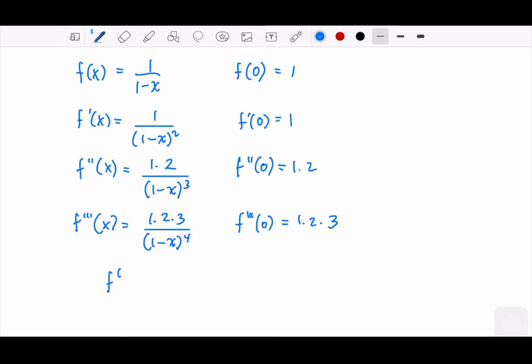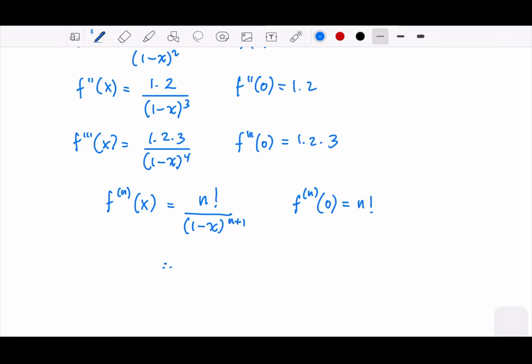It seems that we have our formula for the coefficient. We have 1 minus x to the n plus 1, and then if we put 0, this should be just n factorial. And then by conclusion, our Cn is just Fn divided by n factorial. Because from our calculations this becomes n factorial divided by n factorial, it's just 1. The coefficient is 1.